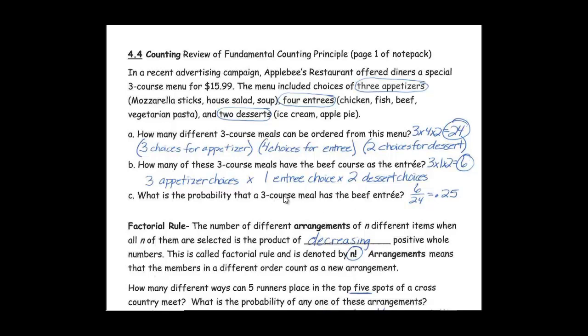So our probability question is what is the probability that a 3-course meal has the beef entree, if all things are being equal there? Okay, so again, we're looking at 6 as the partial, the number of combinations in our sample space that have beef as the main course, and 24 is the total number of combinations in our sample space. So I divide that out, we have basically a 25% chance or probability of having a meal with a beef entree. So that is the fundamental counting principle, where you list your different options and how many possibilities you have for each option, and you take the product.